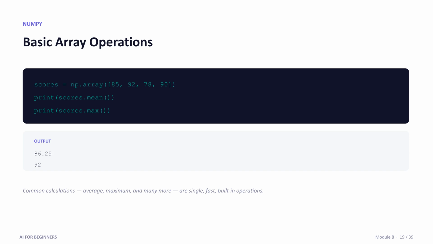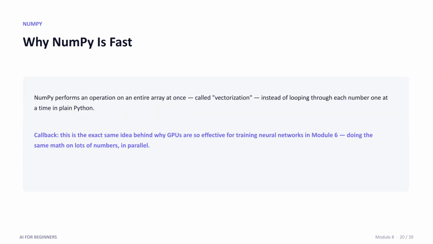Beyond basic math, NumPy provides built-in operations for common calculations, like finding the mean or the maximum value. These operations are not only convenient, but also highly optimized for speed. NumPy is fast because of vectorization, performing an operation on an entire array simultaneously rather than looping one item at a time. This is the exact same principle that makes GPUs so effective for training neural networks in parallel.